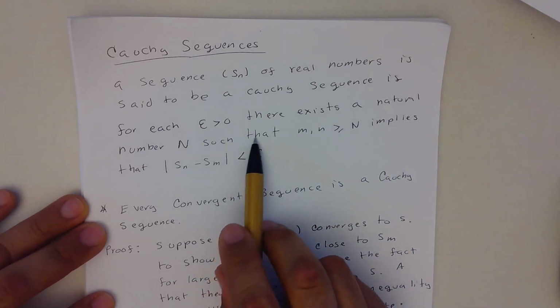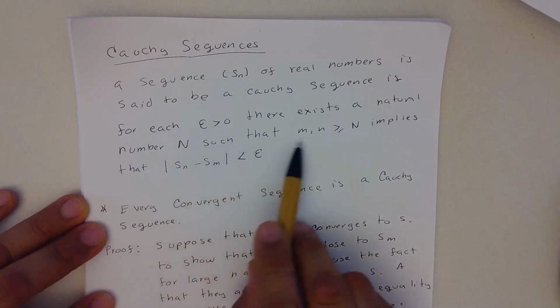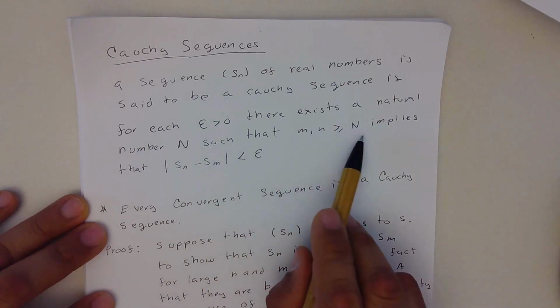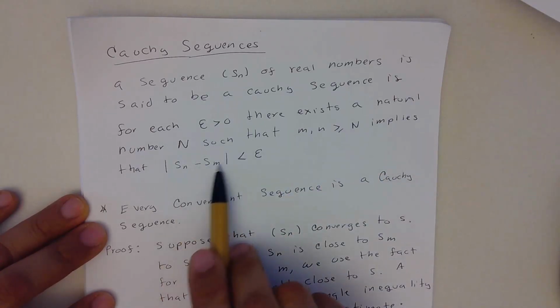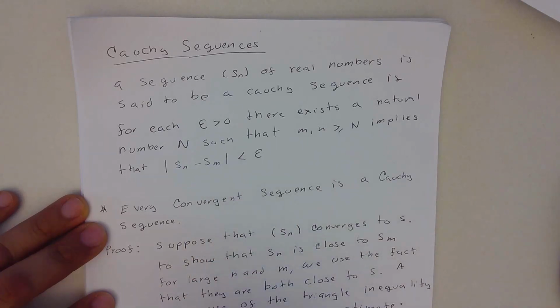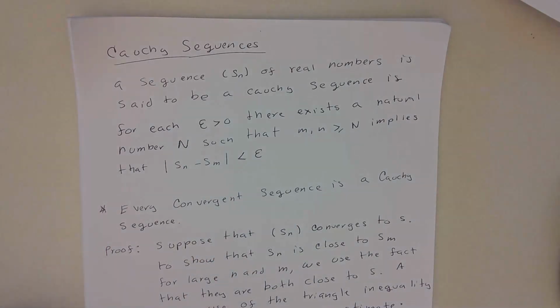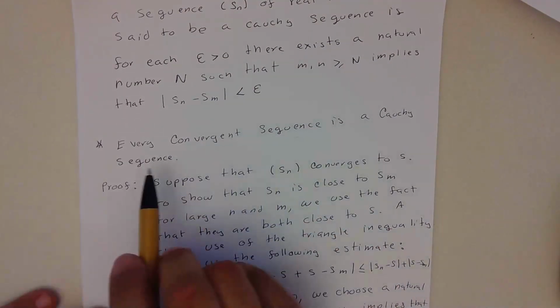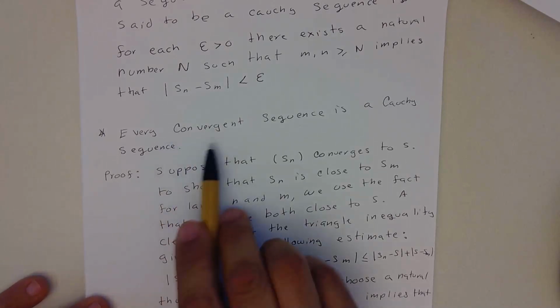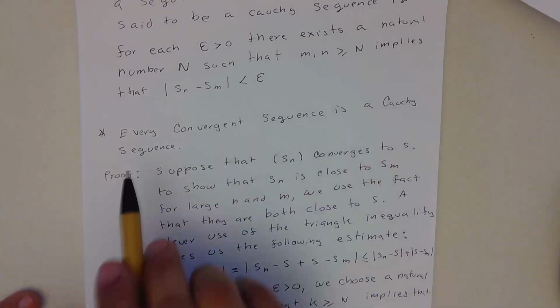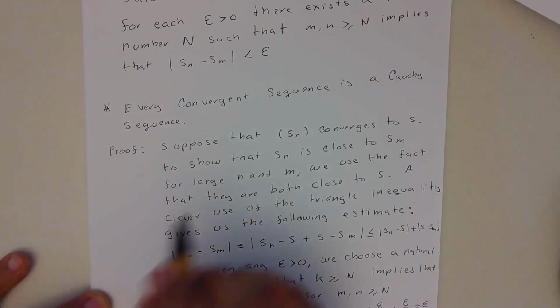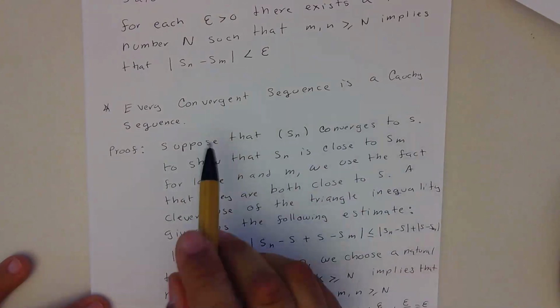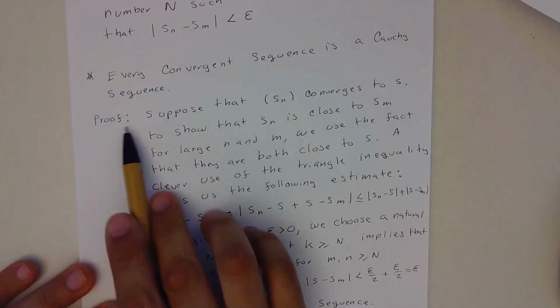So there exists a natural number n such that for these two numbers greater than n, the absolute distance is less than epsilon. Okay, this is basically the concept of a Cauchy sequence. But in the real numbers we have this: every convergent sequence is a Cauchy sequence, right? And yes, that actually is true because we have the proof here.